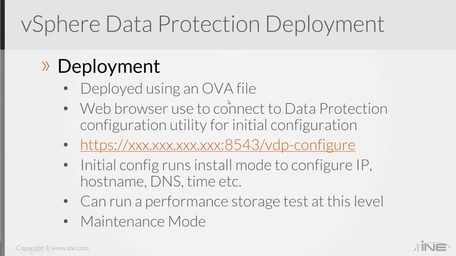Okay, so we'll connect over to the IP address that we assigned to the appliance during installation or setup. We'll need to go to port 8543/vdp-configure. So once we get there, we can configure our initial stuff like our host name, IP address, DNS servers, and we can also integrate our vCenter server in here too.